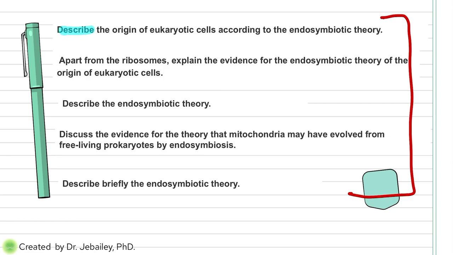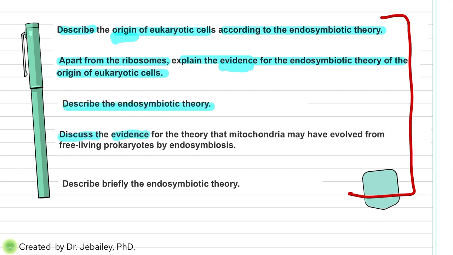It says, describe the origin of eukaryotic cells according to the embryonic theory. This one says, apart from the ribosome, explain the evidence for the embryonic theory of origin. Again, this one was just saying, describe the origin. This one, explain the evidence, which is exactly the same thing. Describe the endosymbiotic theory. This is very straightforward.